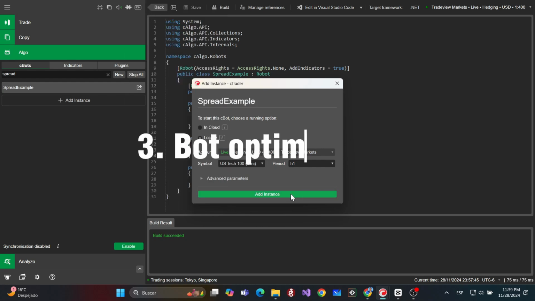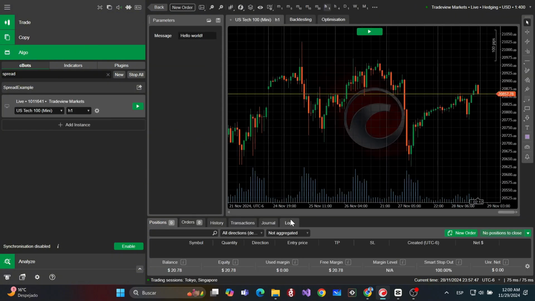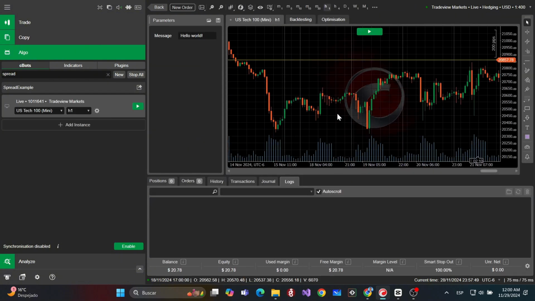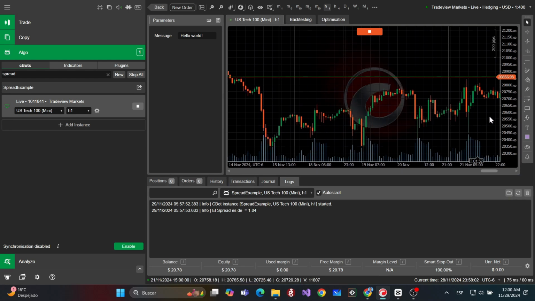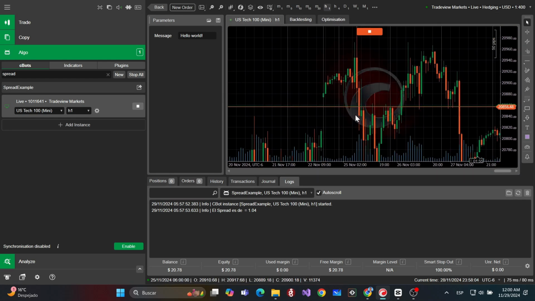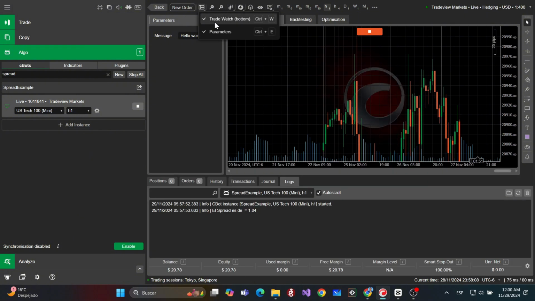3. Bot optimization. If you're developing a trading bot, you can program it to operate only when the spread is within an acceptable range. Monitoring and understanding the spread is fundamental for making smart and efficient trading decisions. That's all for today. Now you know how to obtain the spread in cTrader using Symbol.Spread and how to utilize this information in your trading strategies.